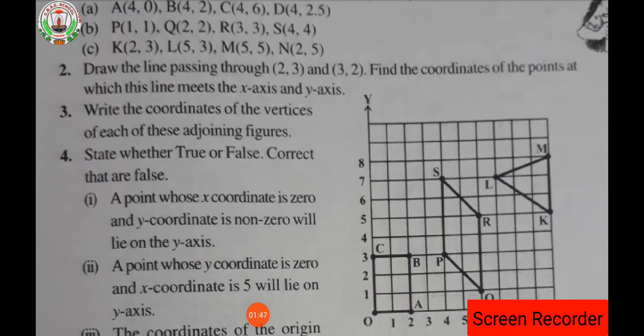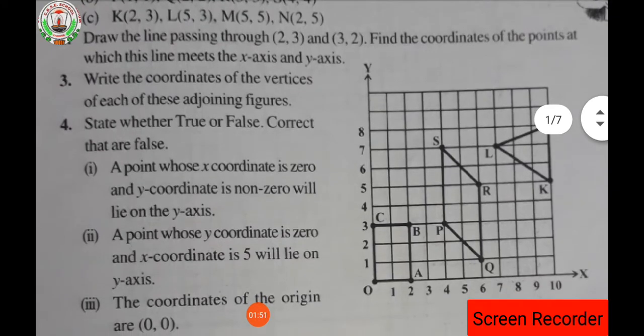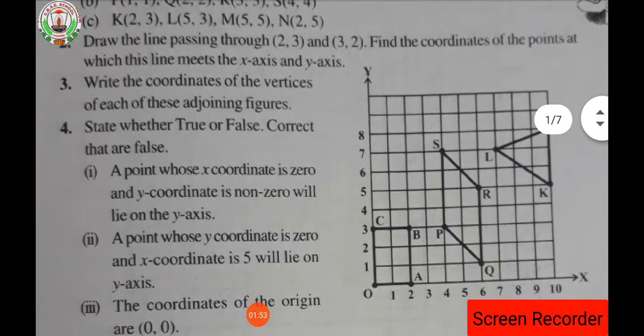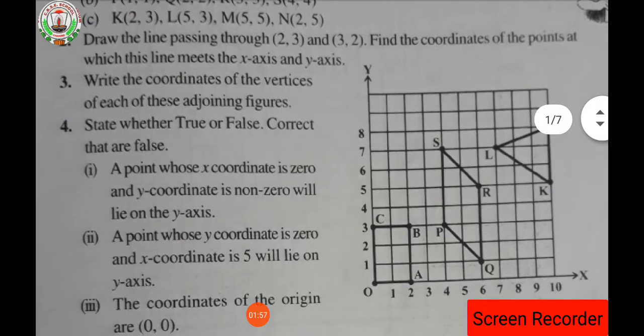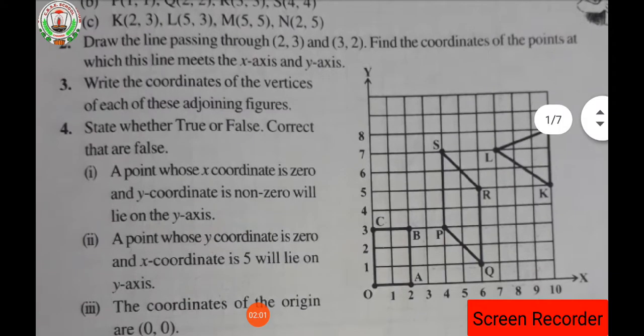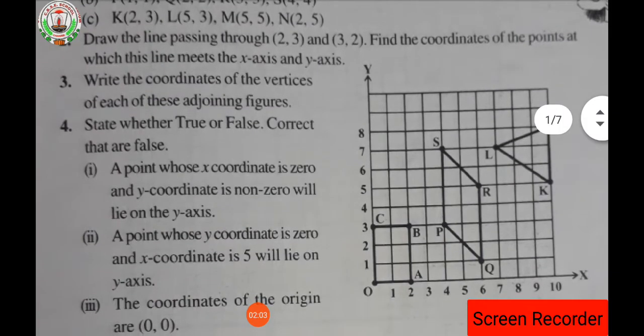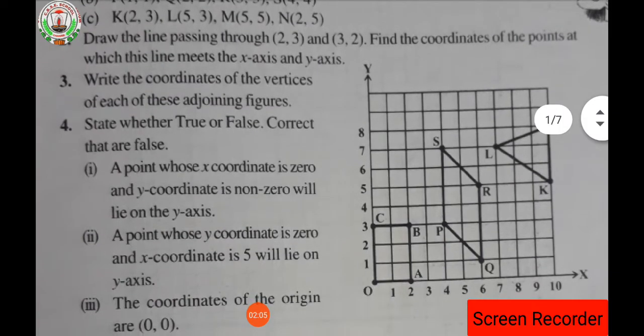Next, question number 3. Write the coordinates of the vertices of each of the adjoining figures. A graph is being given over here. So looking at this graph we have to write down the vertices. Clear everyone? So for A, B, C, O, those vertices we have to write. P, Q, R, S vertices we have to write. Then K, M, L, these 3 vertices we have to write by looking at the graph.